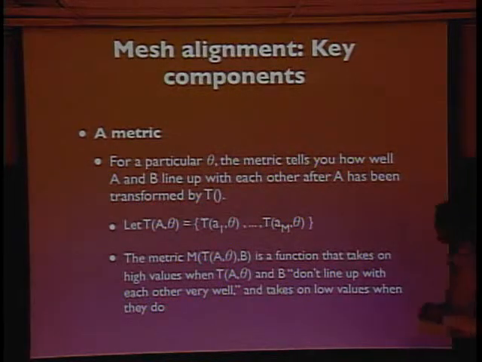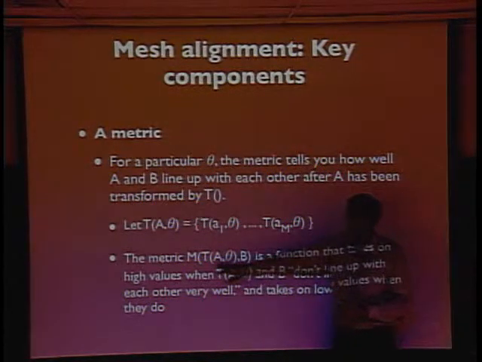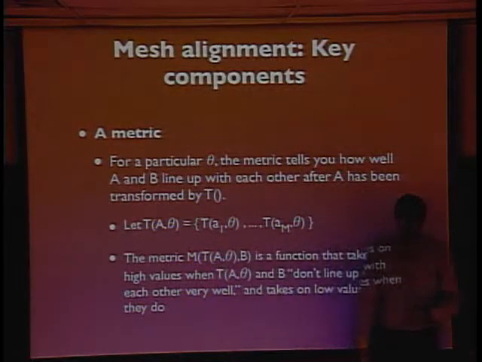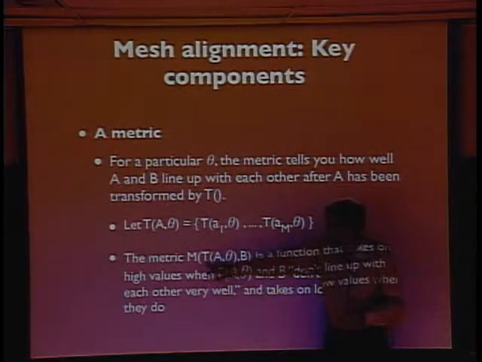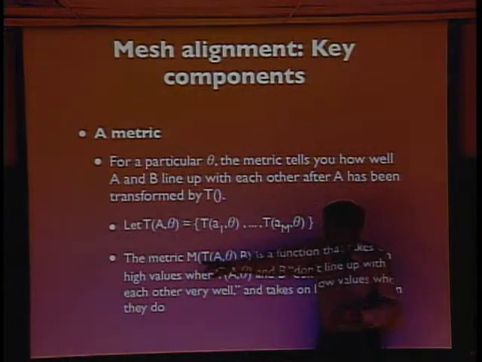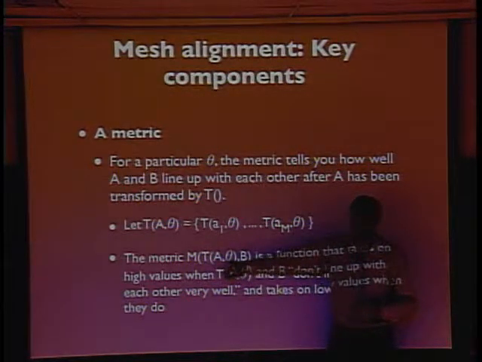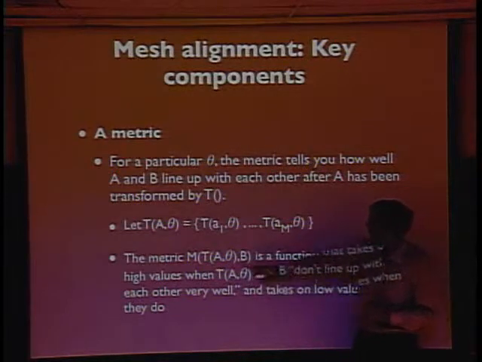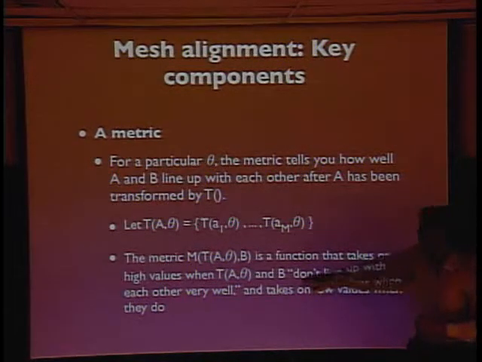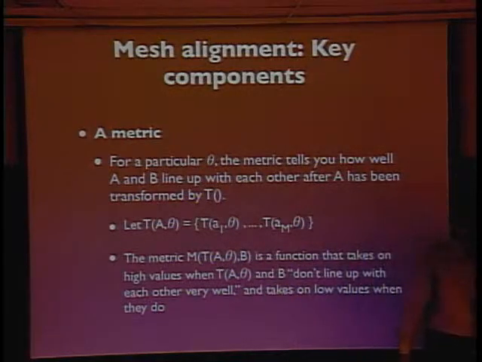So the metric takes our moving mesh, A, and it moves it by applying a particular geometric transformation to it. So this is the output of applying T to all the points in A, where T's behavior is governed by the parameters theta. And it also takes B, which is our fixed mesh, as an input, and it maps these two to some real number.